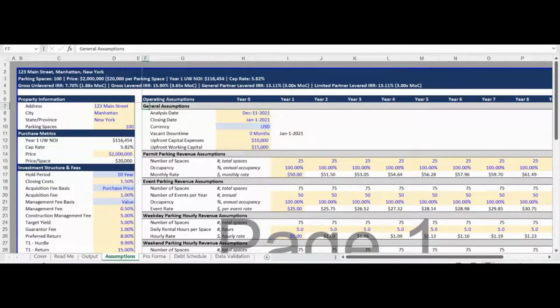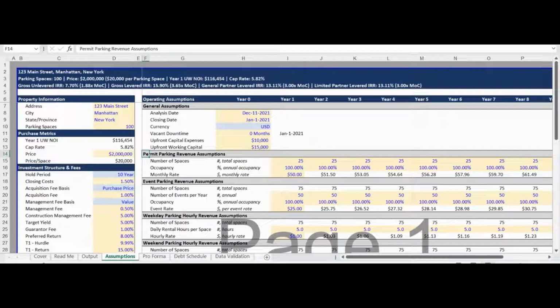Moving back to the top of the model, you can begin inputting operating assumptions. The operating assumptions begin with general inputs for the closing date, any vacant downtime, upfront capital expenses, as well as working capital to be funded on closing. The Parking Lot Investment Financial Model has the ability to model up to 7 revenue streams. The first revenue stream is for permit parking.